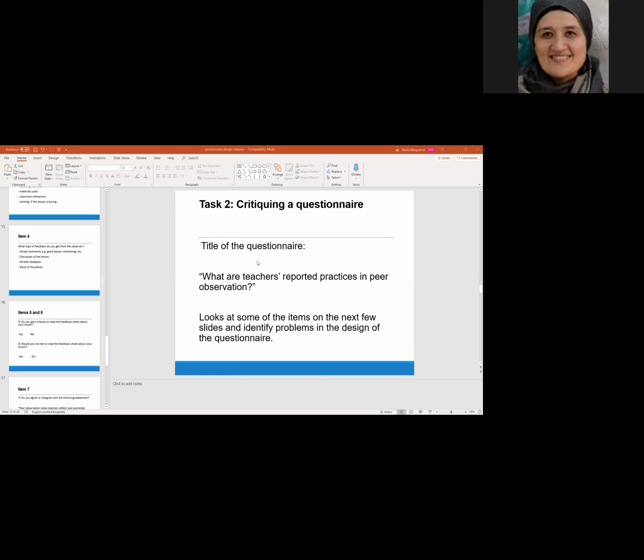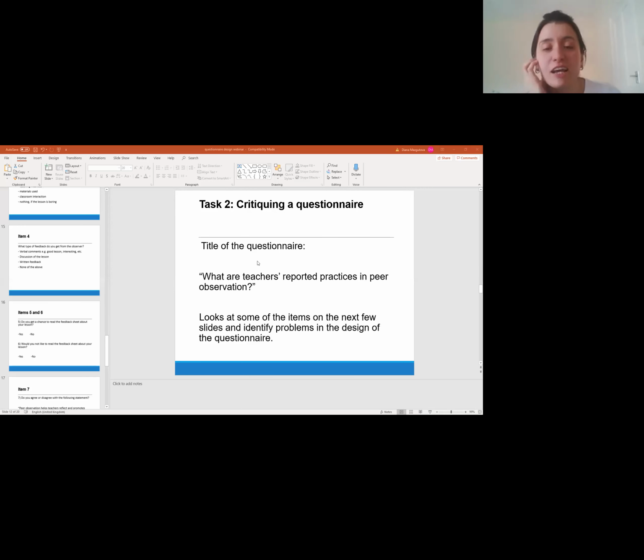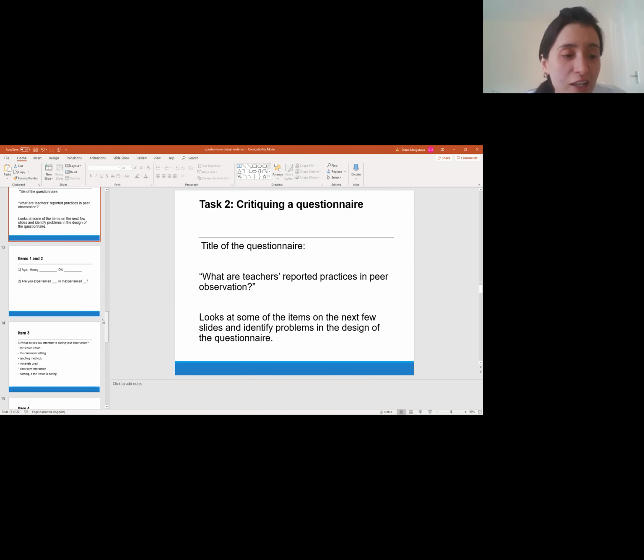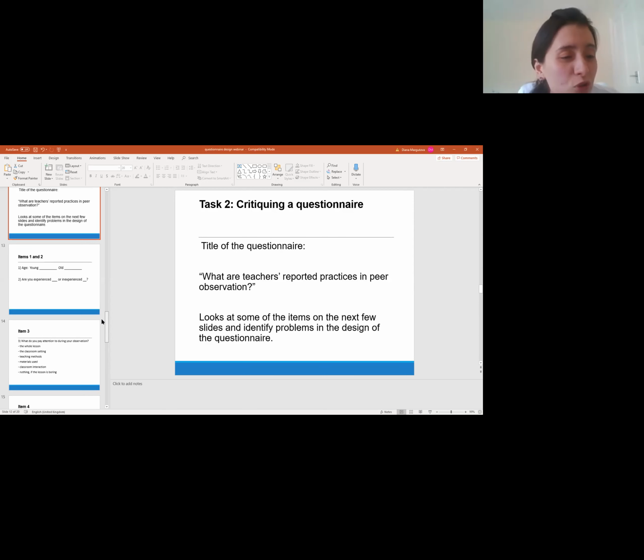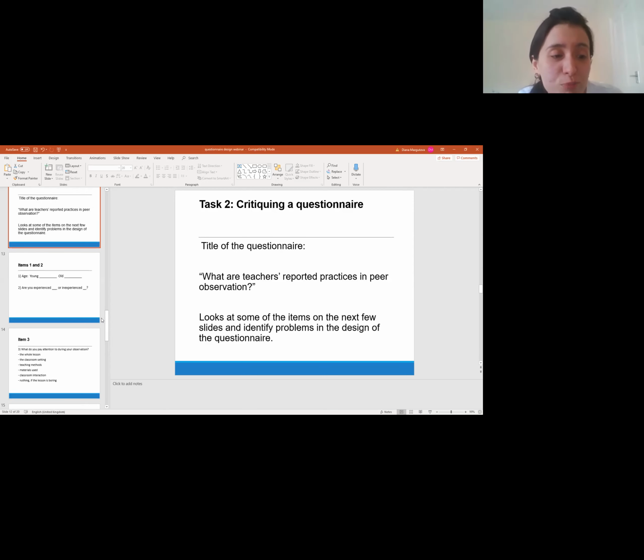Okay, so this was the whole questionnaire, as I mentioned earlier, designed by one of our MA students. The title was "What are teachers' reported practices in peer observation?" So it was in the teacher education area. There were some items, I'll show you a couple on the next slide, which the student has developed, and I would like to ask your opinion about them. Are they good items, or is there something that might need to be improved about any of them?